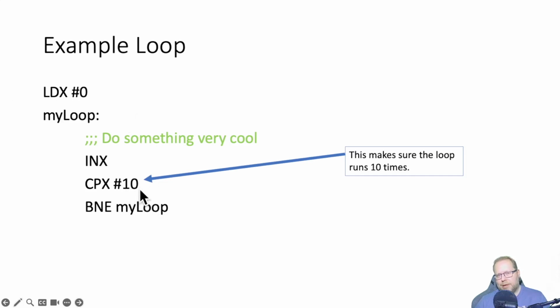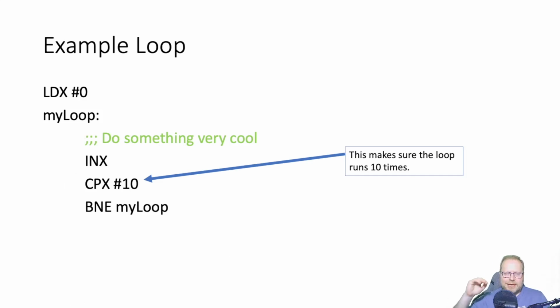Why am I comparing X to 10 here? Well, that's to make sure that the loop runs 10 times. So here I just specify how many times I want this loop to iterate. So that's a very simple example of how we make a loop.